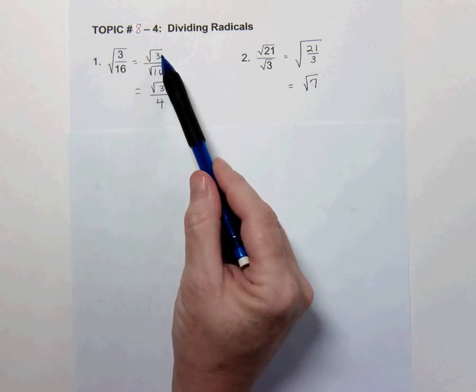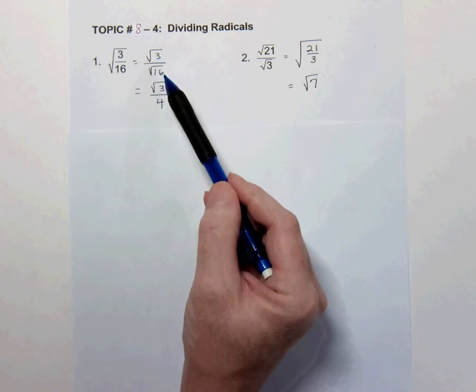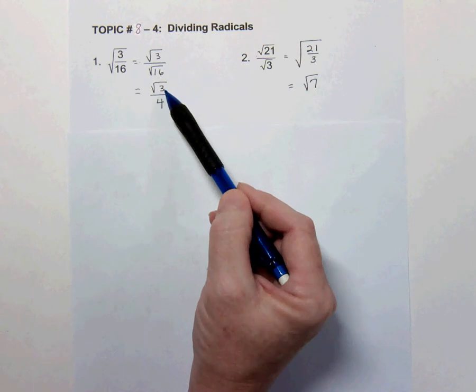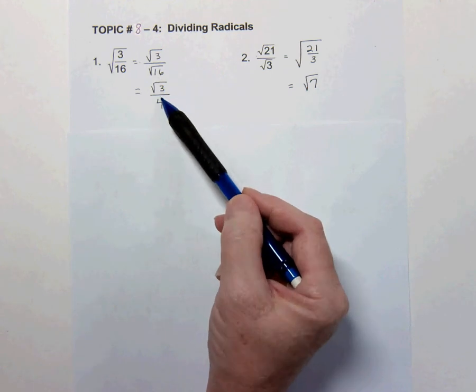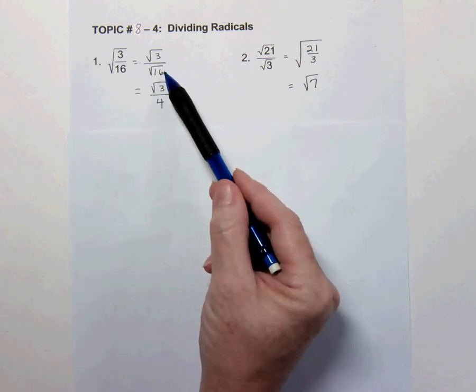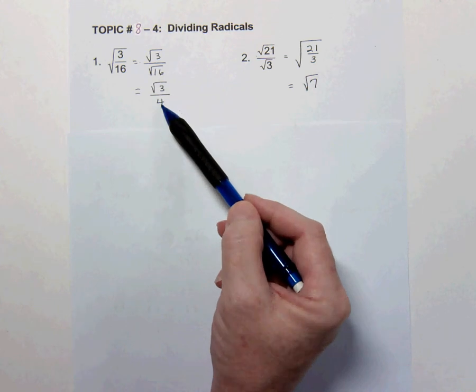Okay, so square root of 3 is already in its simplest form, but square root of 16 can now be simplified, and you know that 16 is a perfect square. 4 times 4 is 16. So that would be your complete answer.